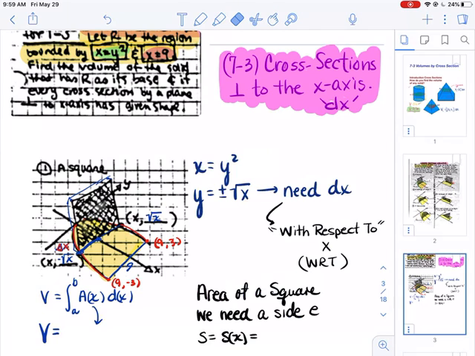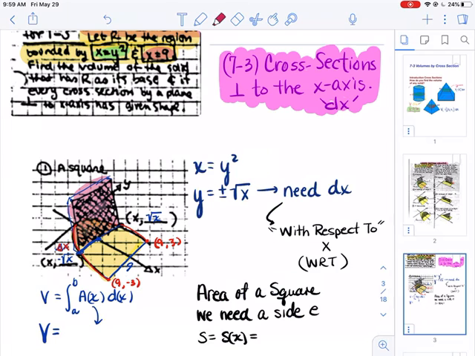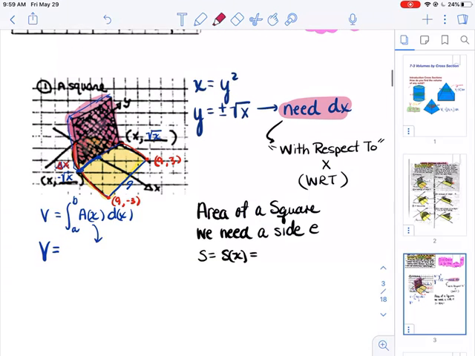First of all, when the cross-section is perpendicular to the x-axis, then that cross-section has a thickness of delta x. So we need to have a dx here. The equations are given, but I need the equation in terms of x's, so I need a function of x. In other words, when I set up the integral, I need to take the integral from a to b of the area dx, and the area has to be A of x.